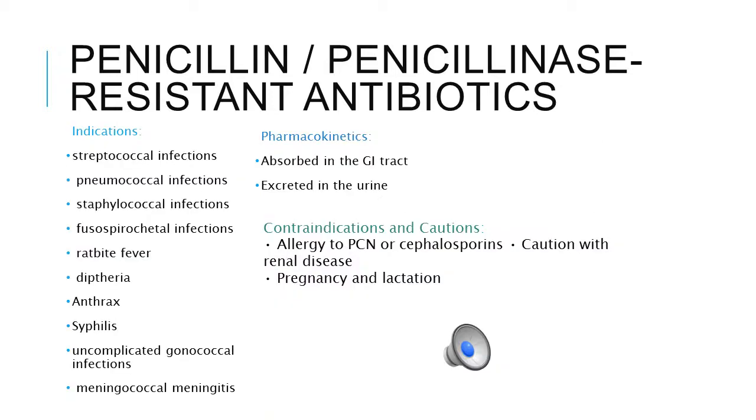Some indications for this class of antibiotics are a broad spectrum of infections ranging from streptococcal infections to fusospirochetal infections. We also see this class used to treat rat bite fever, diphtheria, anthrax, syphilis, and others. Penicillin and penicillinase-resistant antibiotics are absorbed in the GI tract and excreted in the urine. It should be known that if you are allergic to penicillin or cephalosporins, you should not be taking this drug. Be cautious with renal disease, especially since this class is excreted in the urine. We want to be sure that the drug is being used as safely as possible.